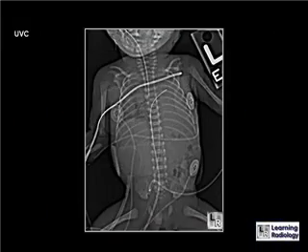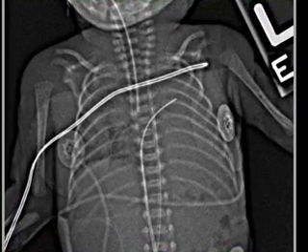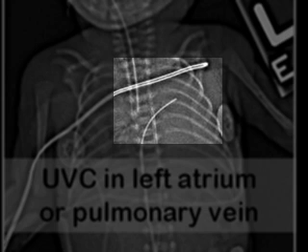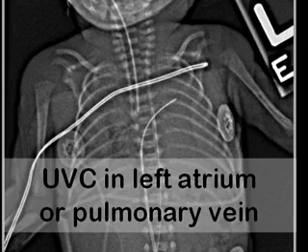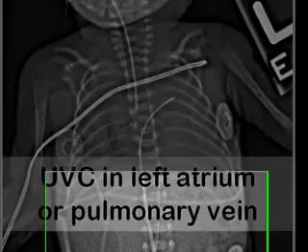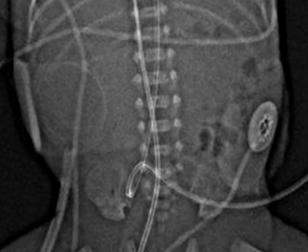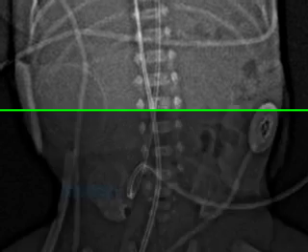The tip of this umbilical venous catheter is extending into the left atrium. It could be extending into a pulmonary vein, but in either case, it's in an anomalous position and should be withdrawn. It's important to recognize that the umbilical venous catheter enters the umbilicus and then heads in a more or less straight course upward, whereas the umbilical arterial catheter first dips down into the internal iliac artery and then begins its upward course through the aorta.